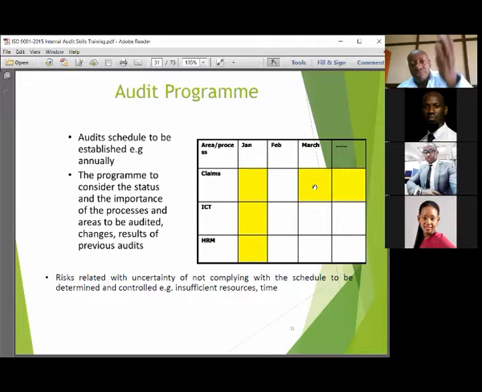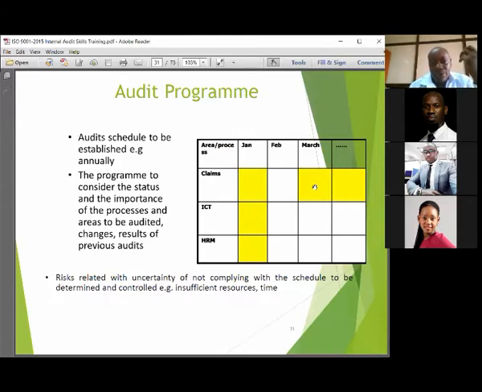Maybe we'll do an audit in January, February, then March and April. ICT, we just do it January. HRM, human resource, January. Now, the program should consider the status and the importance of the processes and areas to be audited, changes, results of previous audit. So there are some of the things you need to consider as you do the audit. For this example given here, you can see that claims is being audited more often than the others.